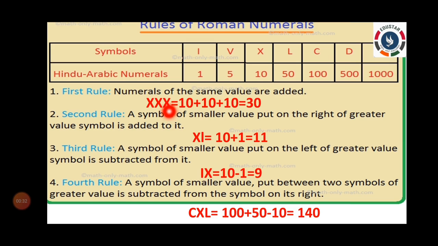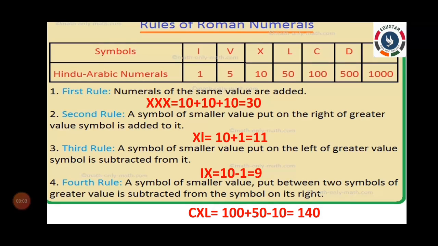Only I, X, C and M can be repeated. What are the symbols that can be repeated? I, X, C and M. The symbols V, L and D are never repeated. We can use them only one time. So 1, 10, 100, 1000 are the values we can repeat a maximum of 3 times. 5, 50, 500 are the values we can use only one time.